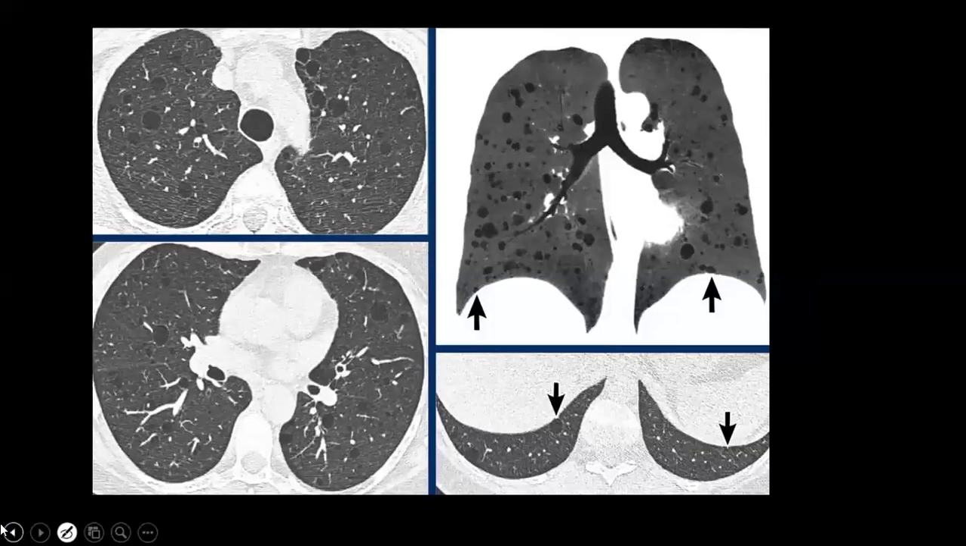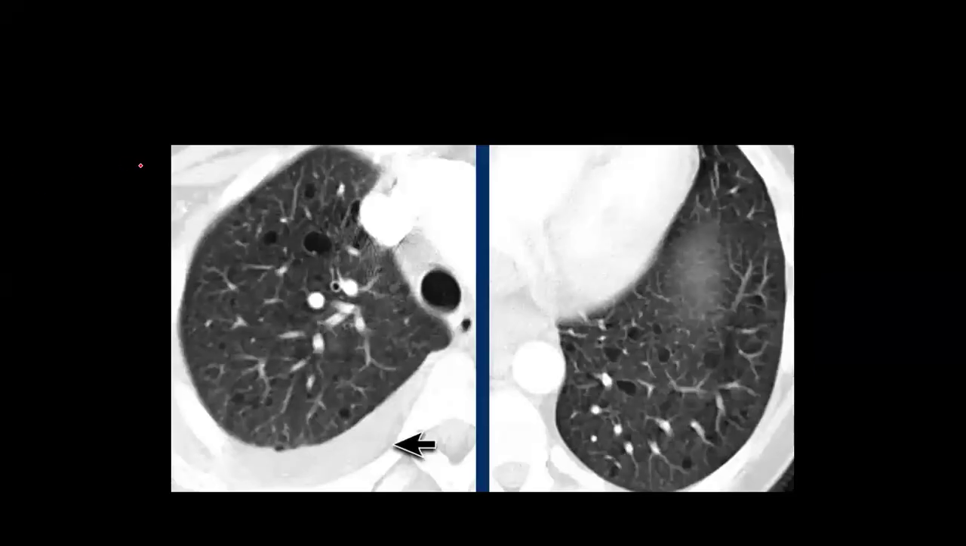Next, again, a few more cases of LAM. Here you can see same size cysts throughout the bilateral lung parenchyma involving the bases, apices as well as CP angles, right? So this is again a very typical case of LAM. These are all cases of LAM.